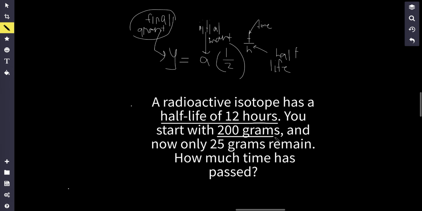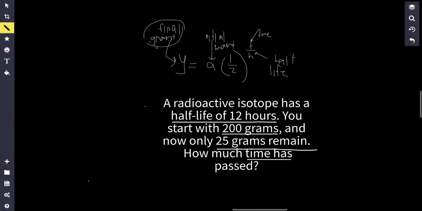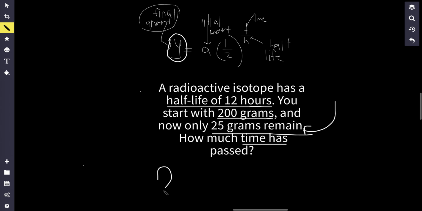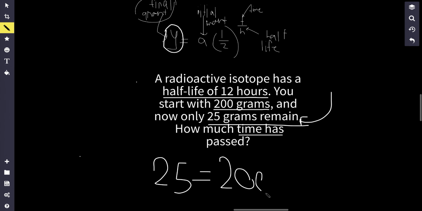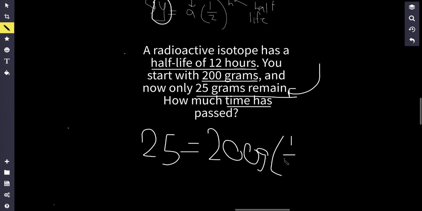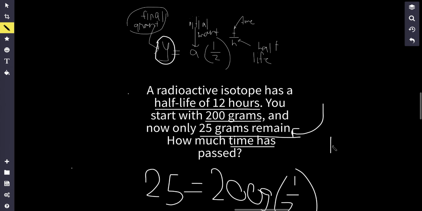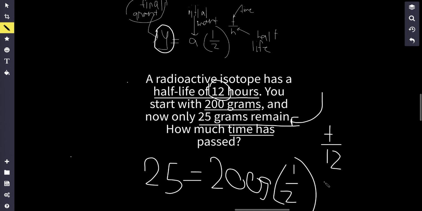A radioactive isotope has a half-life of 12 hours. You start off with 200 grams, and now only 25 grams remain. How much time has passed? In this case, you're not solving for the final amount, because we know we start with 200 grams and the final amount, what we end off with, is 25 grams. Our initial amount is 200 grams, times 1/2. But here we want to know how much time has passed, so we're solving for t. And t is divided by the half-life time, which is 12 hours. So this is going to be our equation.